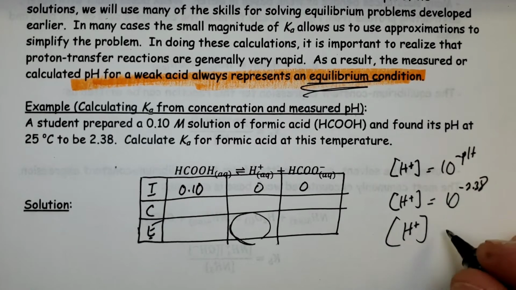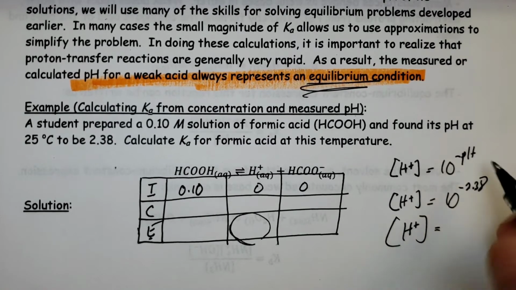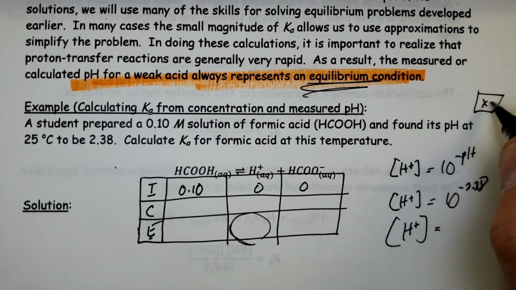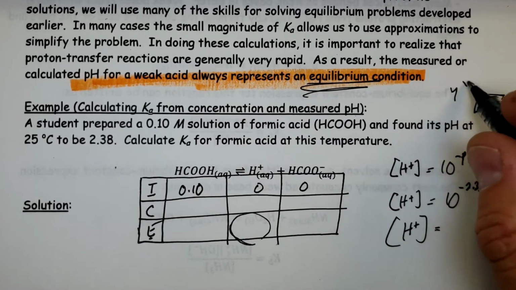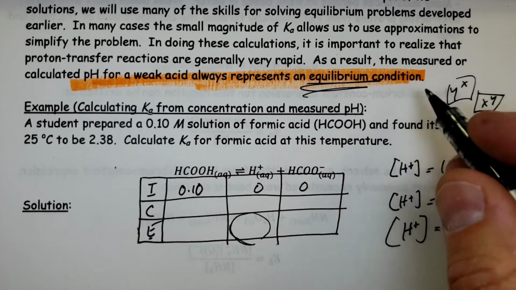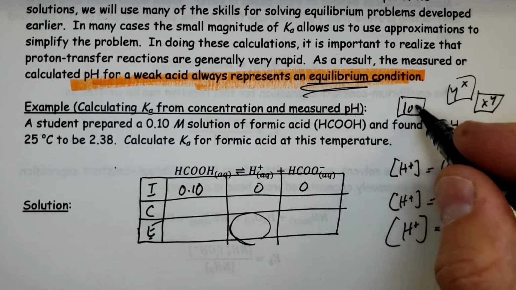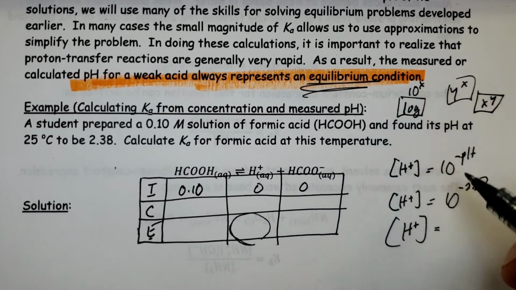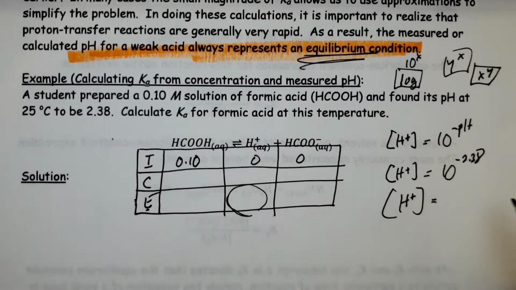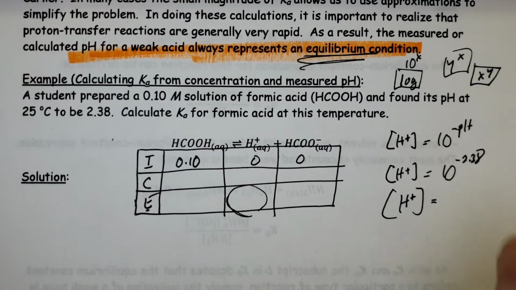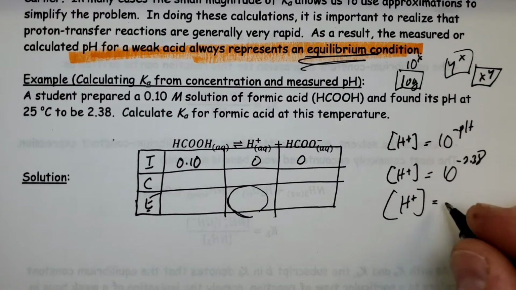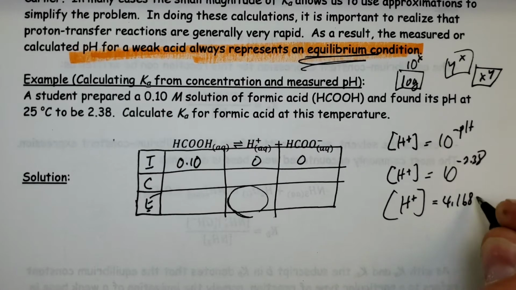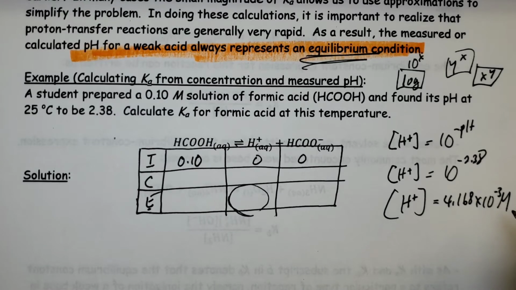So 10 to the negative 2.38. Make sure you use the button on your calculator. It's like an X to the Y button or a Y to the X button, 10. Or of course, if you look above your log button, you'll see that it's 10 to the X. You'll be responsible for looking at your own calculator and figuring that out. When you do type that in, you get 4.168 times 10 to the minus 3. All right, that's what we get.